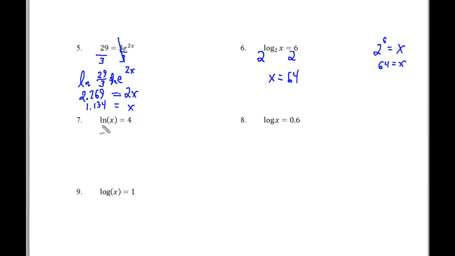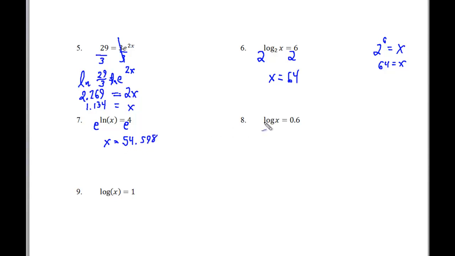Now what this is going to allow us to do is, if we need to get rid of a natural log, we're just going to take the inverse of the natural log, which is e, and that e and the natural log of x simplify down to 1 times x. E to the 4th power we can type into the calculator, and it's approximately 54 and 598 thousandths.